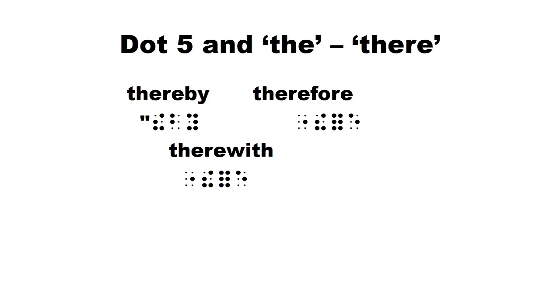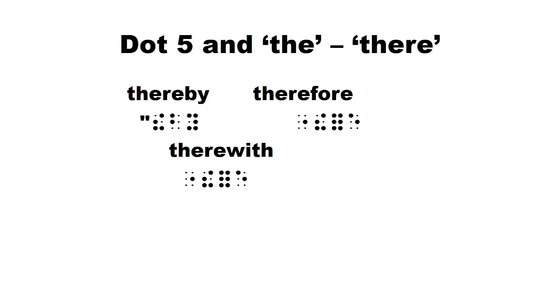Next, we have the contraction for therefore. Therefore, again, you have the letters THERE. So we can contract that using dot 5 and THE. And we also have the contraction for FOR. The contraction for that is a full cell, 1, 2, 3, 4, 5, 6. And after that, we write the letter E. So that's how we're able to maximize and save cells.